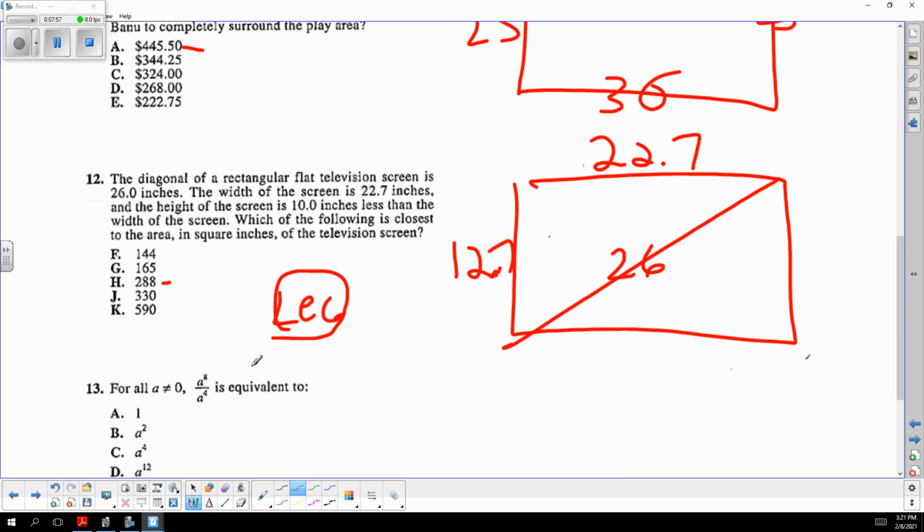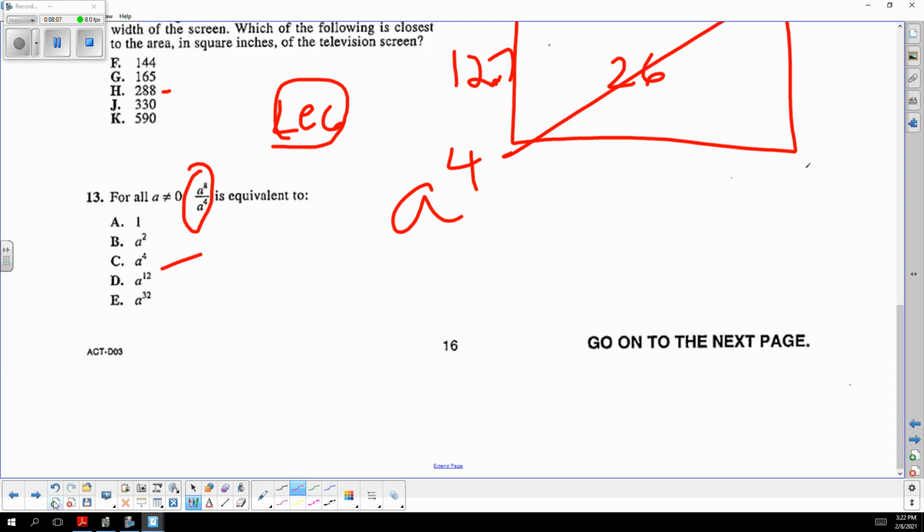Okay? Division is subtraction of exponents. Covering a lot of that right now in my Algebra 2 class. So it's a to the 4th.